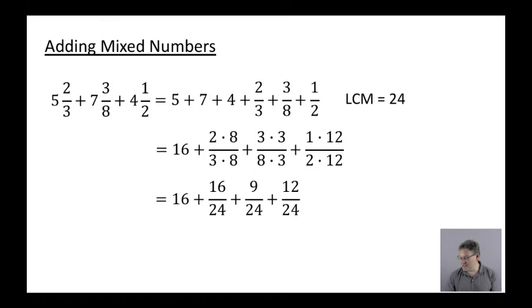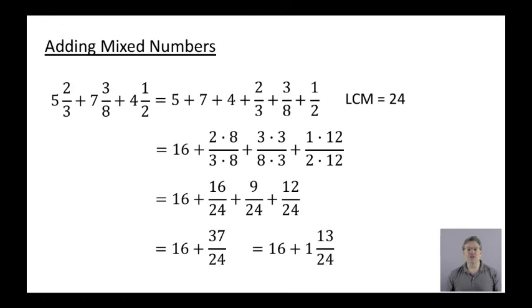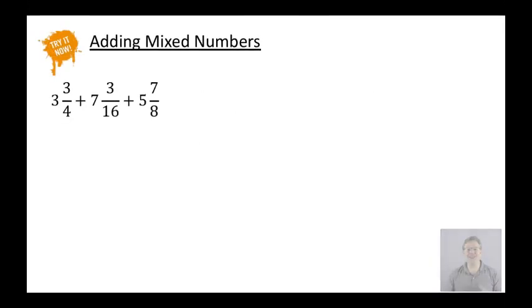Simplifying those fractions together here, we now have 16 plus 16 24ths plus 9 24ths plus 12 24ths. We can add those fractions together to get 16 plus 37 24ths. Once again, we've got an improper fraction involved here, which we can convert to a mixed number, 1 and 13 24ths. So really what we've got here is 16 plus 1 plus 13 24ths, or 17 and 13 24ths. In a similar fashion, work on adding these three mixed numbers.